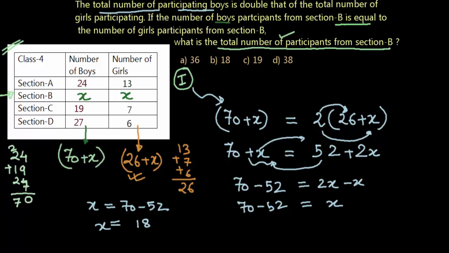So the number of boys from section B is X, which is equal to 18, and the number of girls is also X, which is equal to 18. So you may be super confident and mark 18 as the answer, but this is not the correct answer. Why? Because it is asked what is the total number of participants from section B. So the total number of participants from section B will be the number of boys plus the number of girls. So 18 plus 18, or 18 multiplied by 2, is 36. So my dear little friends, 36 is the right answer.